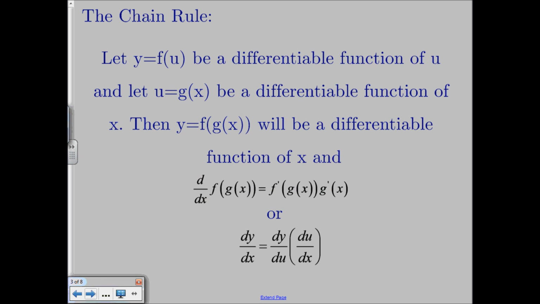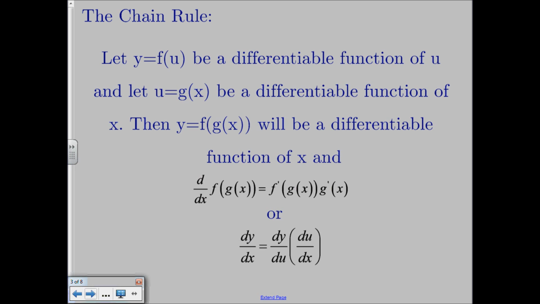So the definition for the chain rule is on your screen now. It says if you let y equaling f of u be a differentiable function of u, which means that you can take the derivative of y with respect to u, and then if another function u equals g of x, and you can take the derivative of that one with respect to x, then if you compose them with each other, y equaling f of g of x, that's also going to be differentiable with respect to x, and the derivative is one of those formulas on your screen.